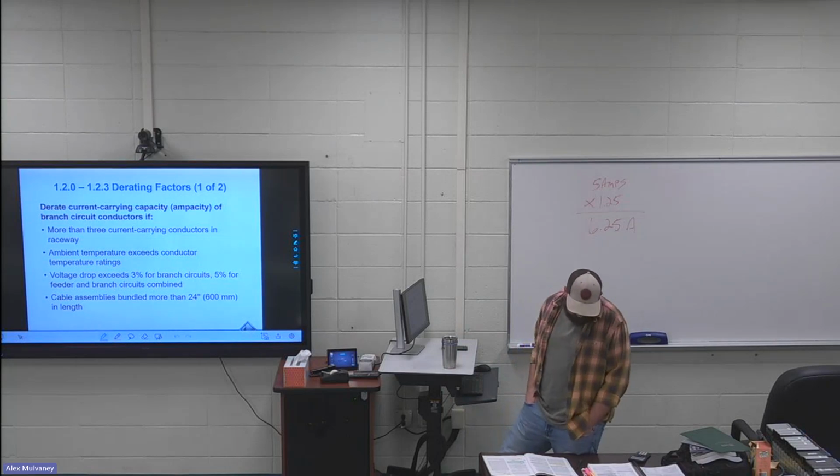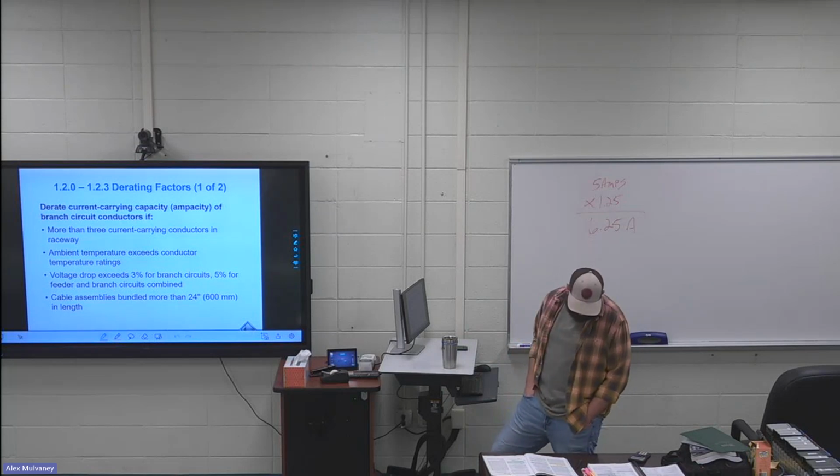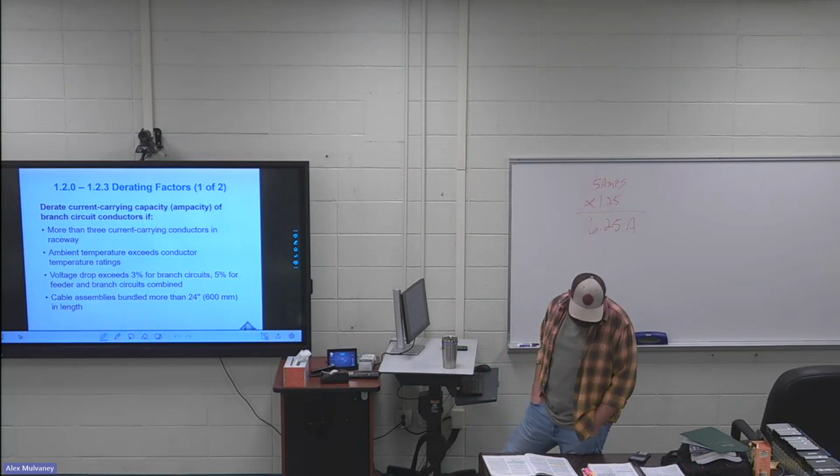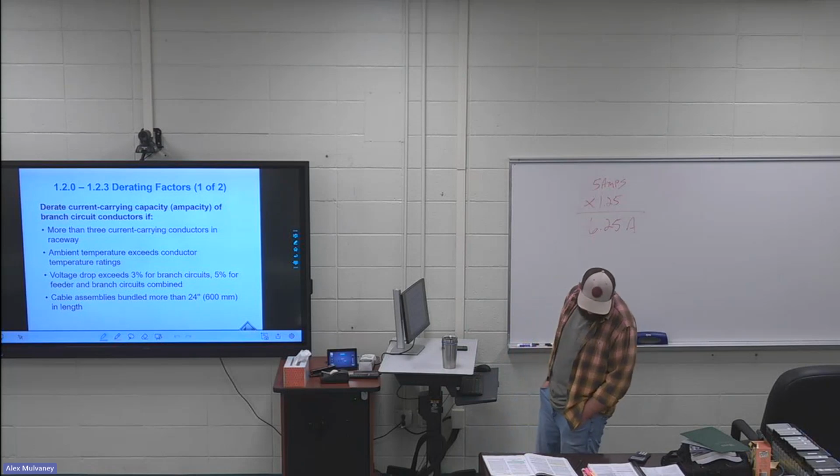One, 2, 1, temperature derating. First sentence is highlighted. NEC Article 110.14c states that the lowest temperature rating of any component in the circuit, breaker, fuse, receptacle, conductors, must be used to determine the ampacity of the branch circuit conductor.